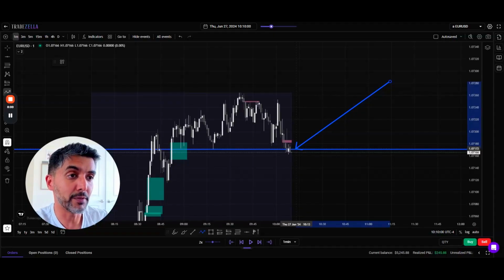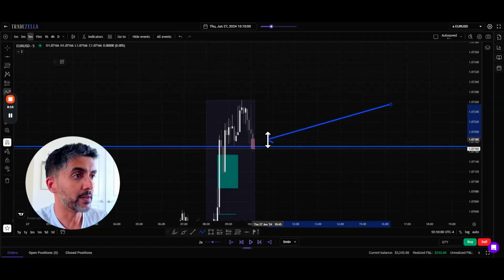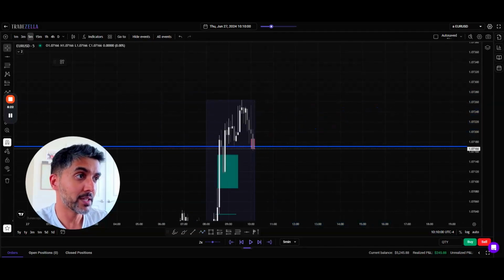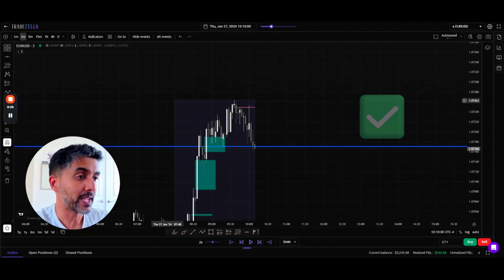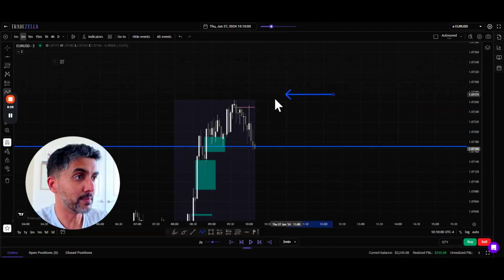Since we have our entry confirmation, let's drop to the 5 minute to see if we can find a viable entry. Here on the 5 minute, I don't see anything obvious, meaning an inverted fair value gap or a fair value gap. So let's toggle to the 3 minute.